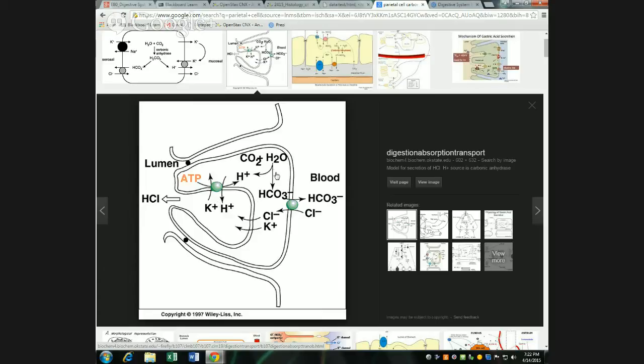Okay. Now, bicarbonate is produced, this HCO3 with a negative charge, and that leaves the cell through a protein.